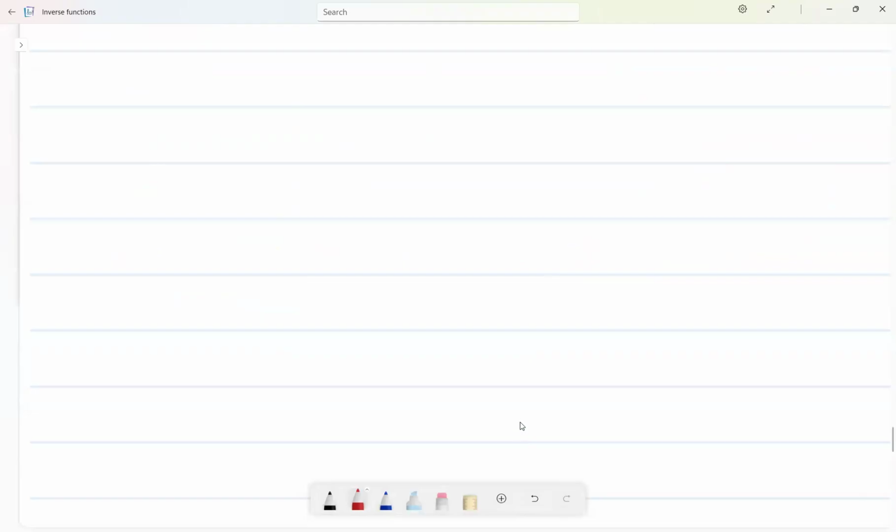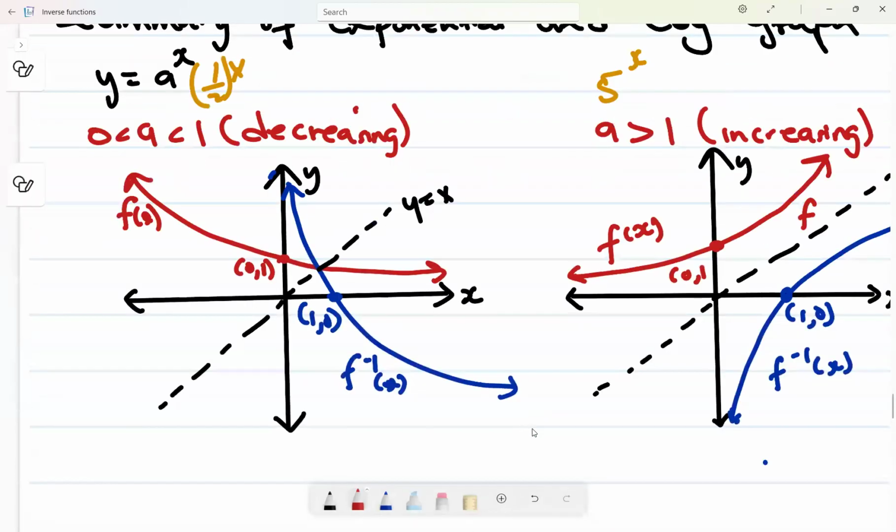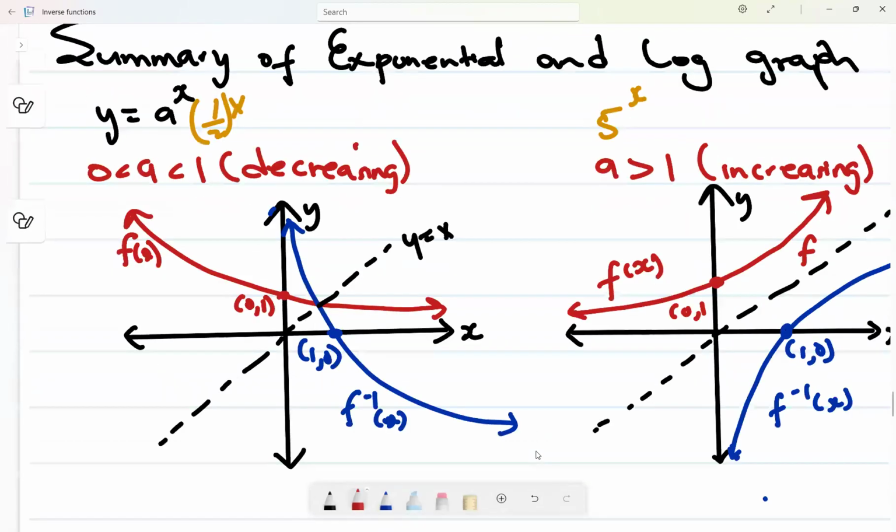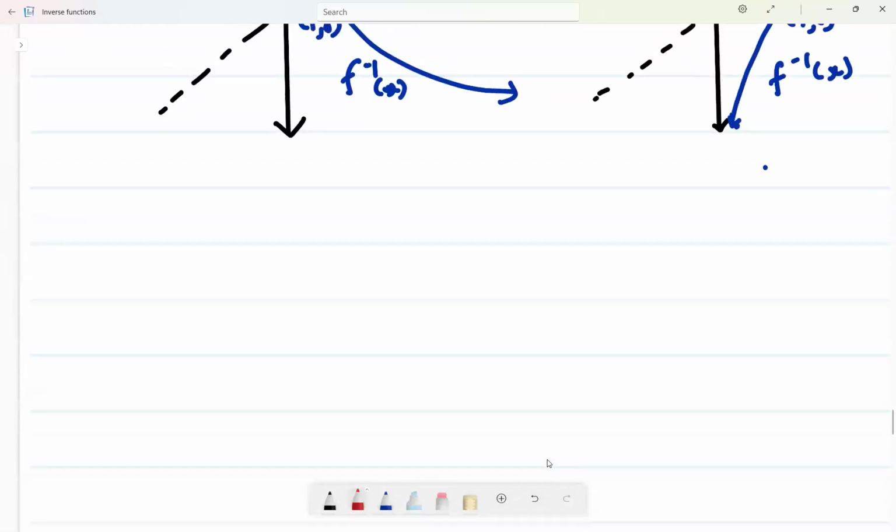Now I need to go to a very, very interesting part, where I talk about the inverse of a parabola. Okay, I need to talk about the inverse of a parabola.